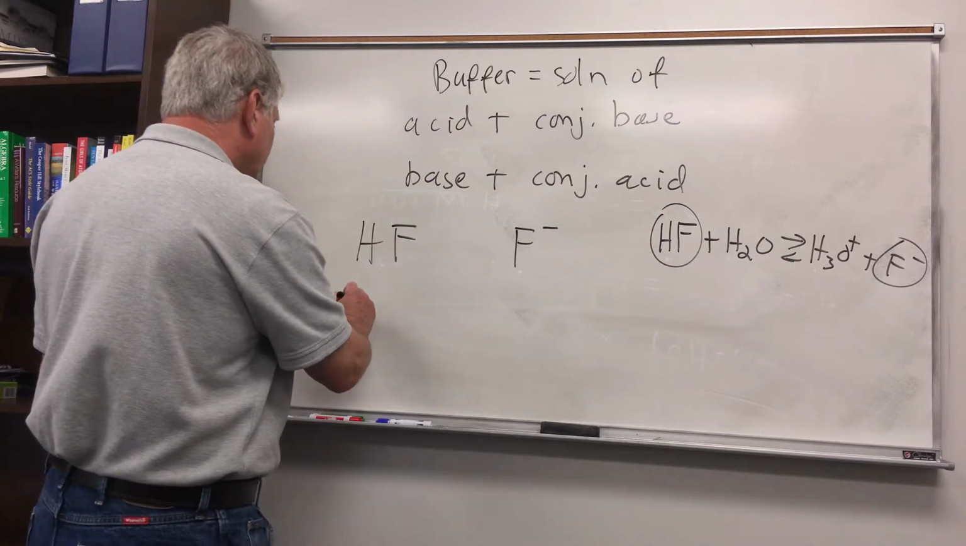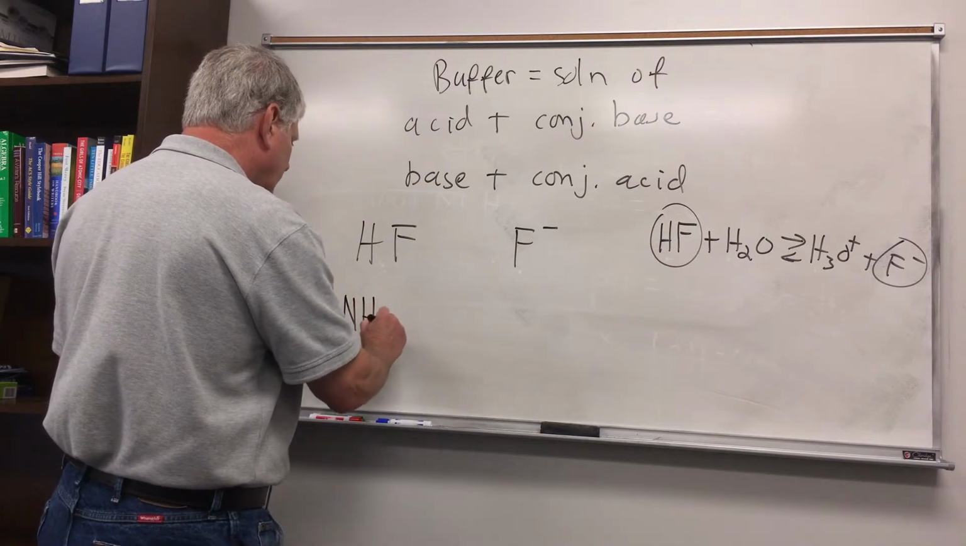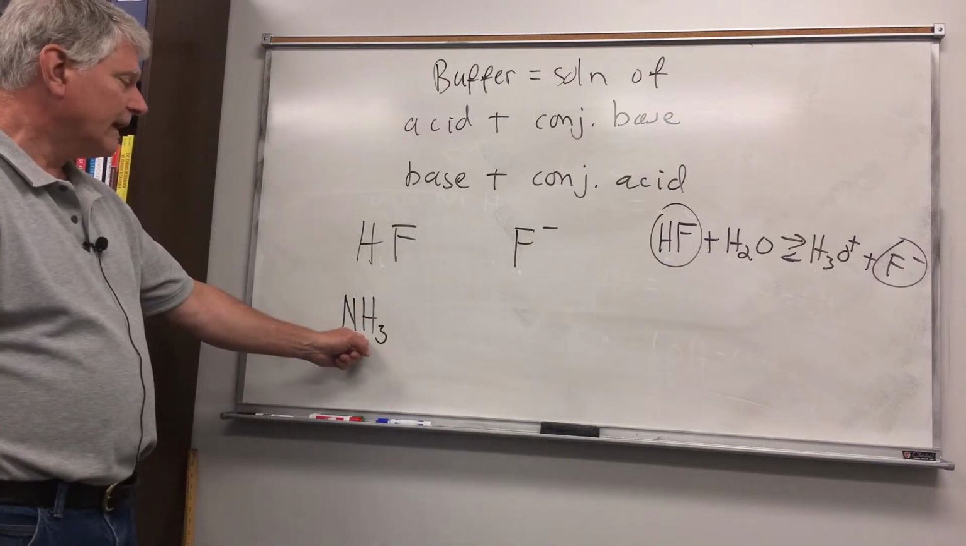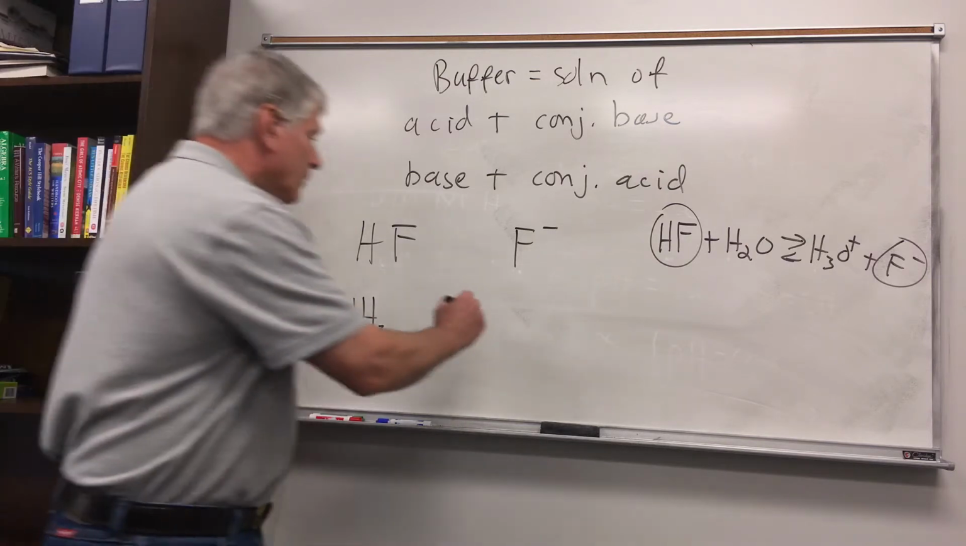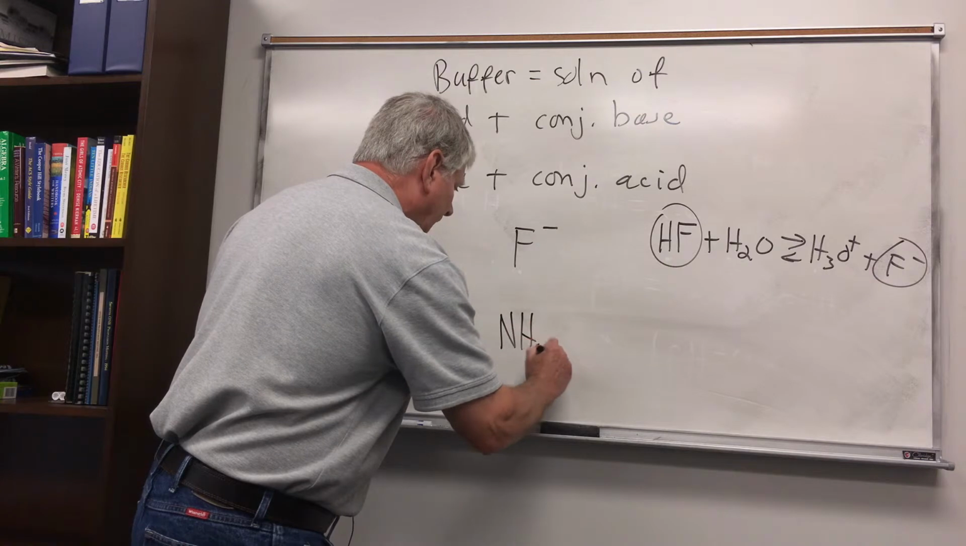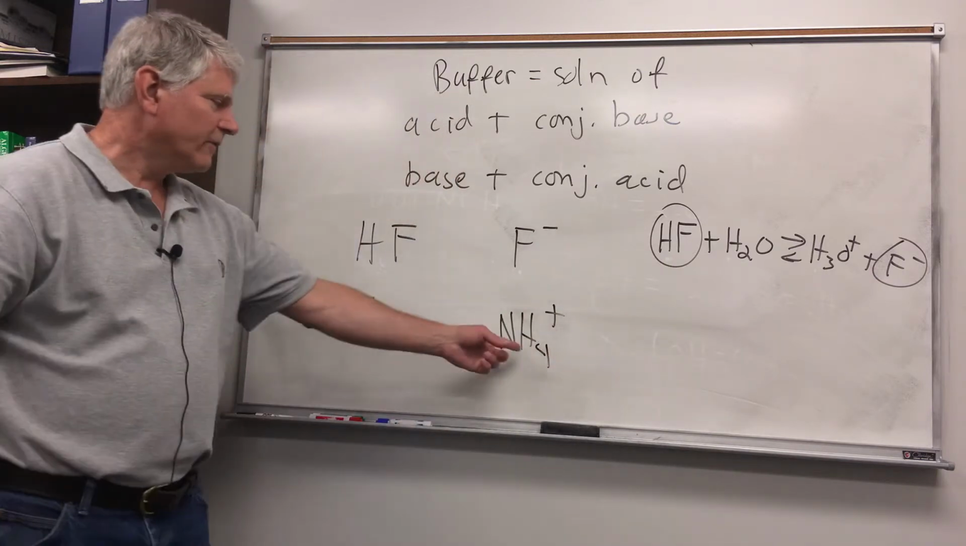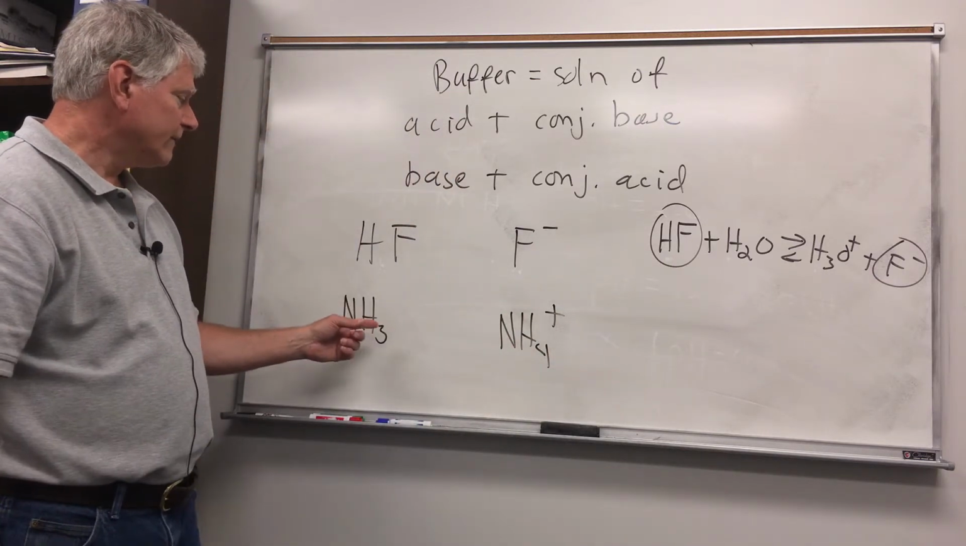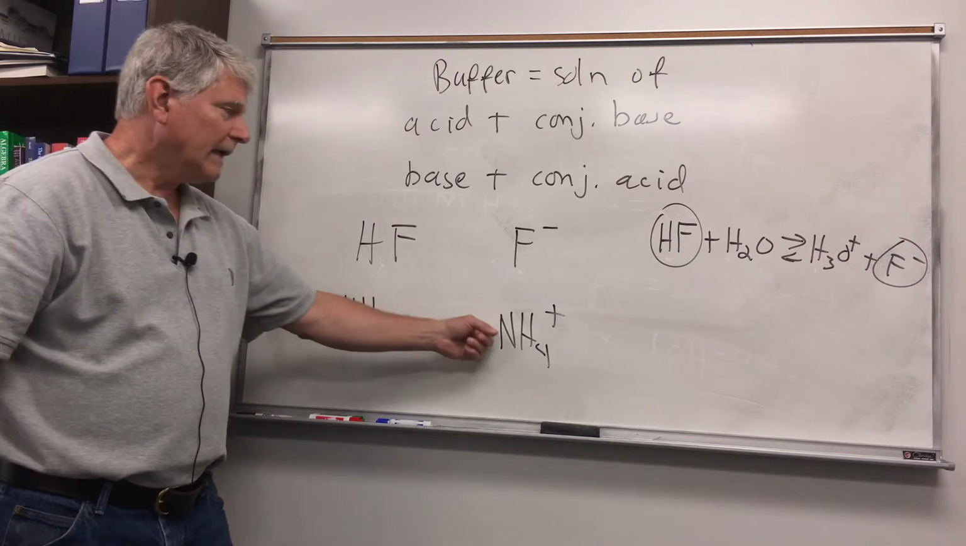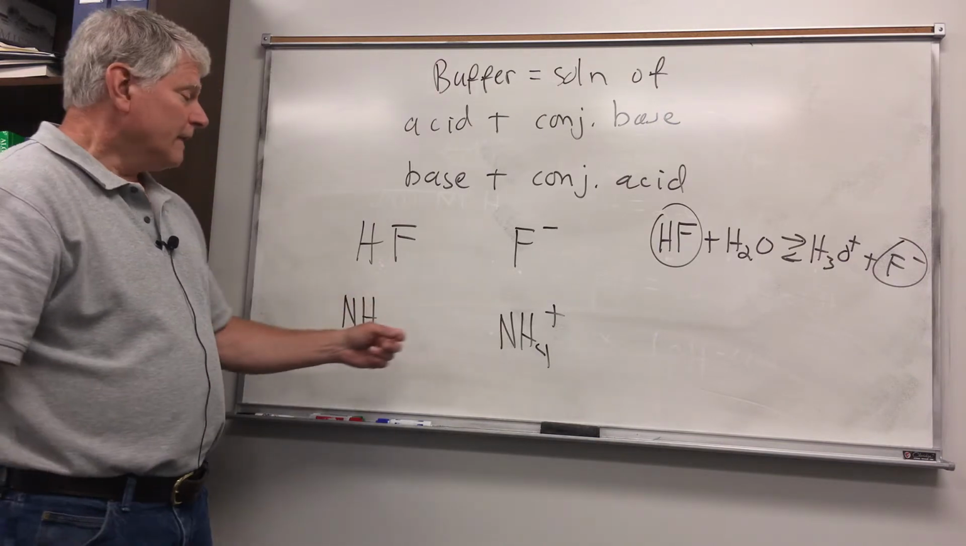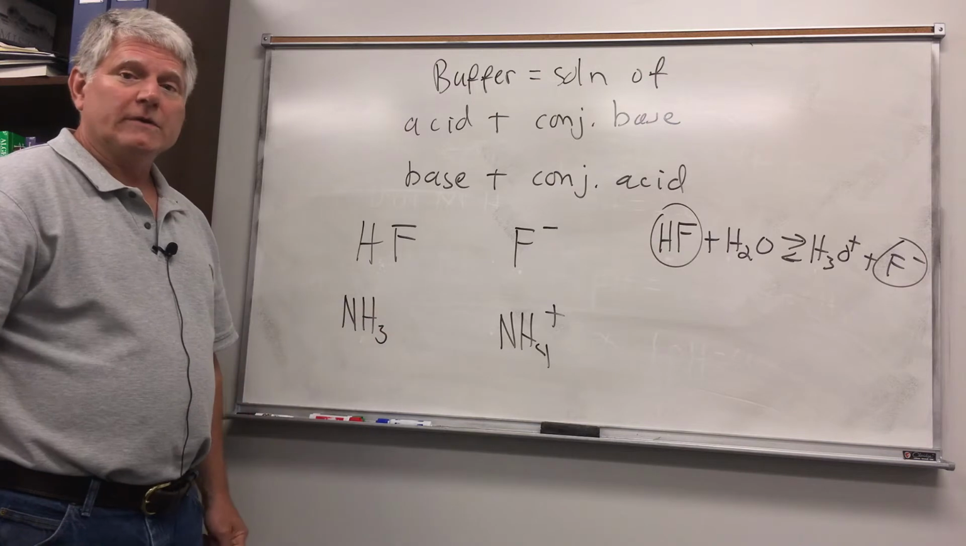So say we want to form a buffer solution with a base, say NH3 is a base, we would have to use its conjugate acid, which is NH4+. So if we formed a solution between ammonia and the ammonium ion, then that would be a buffer solution.